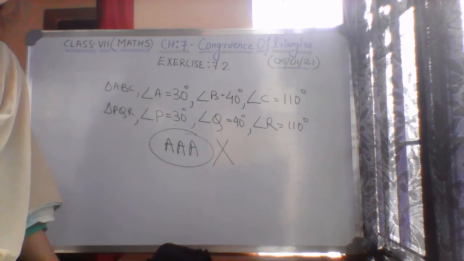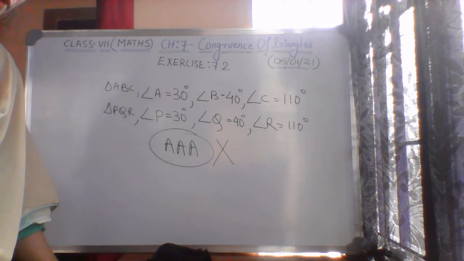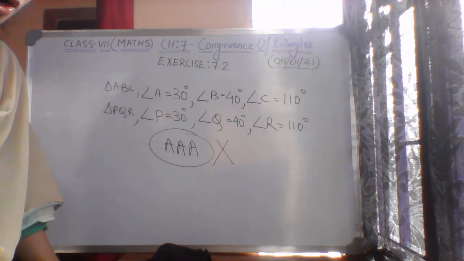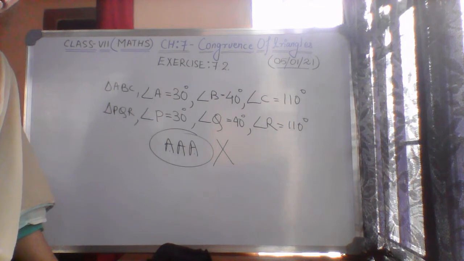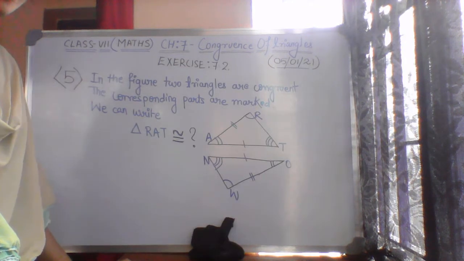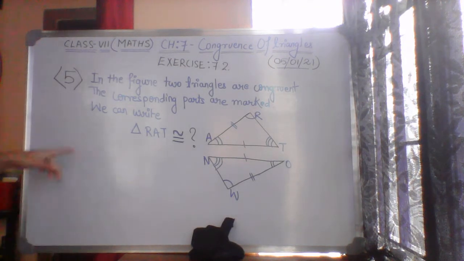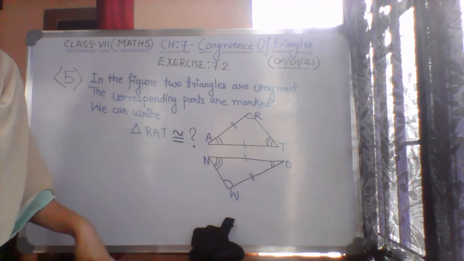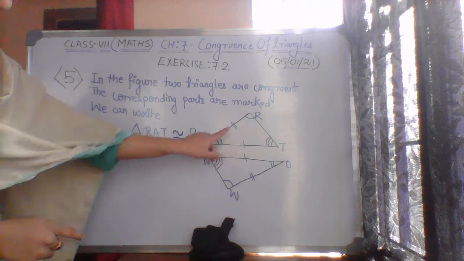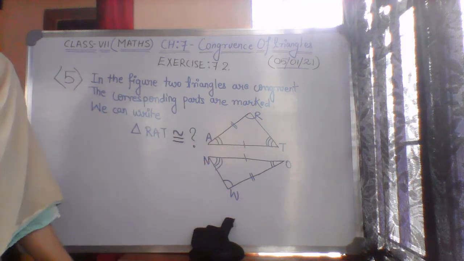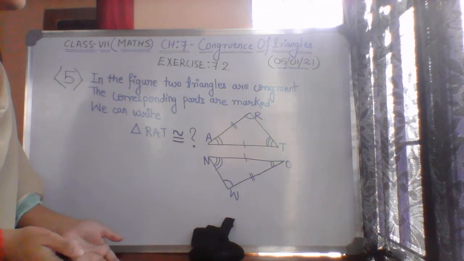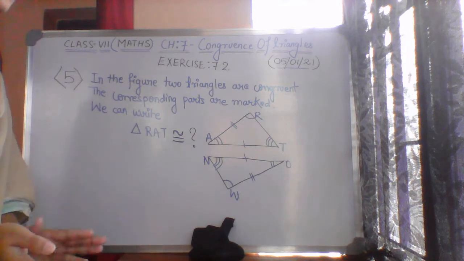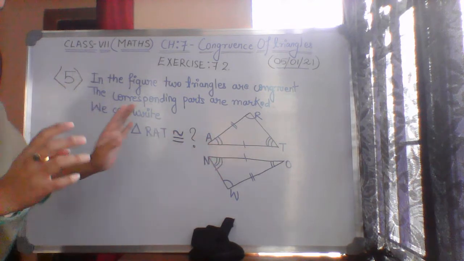Okay, try to write the answer of question number 4 also by yourself. Now moving on to question number 5. In the figure, two triangles are congruent. So it is already said these two triangles are congruent, so no need to prove they are congruent. It is already said in the question.